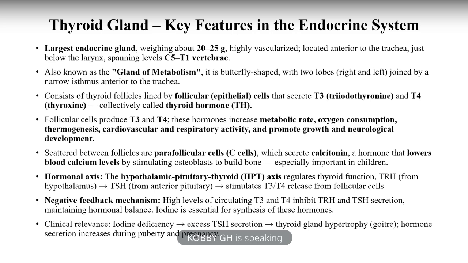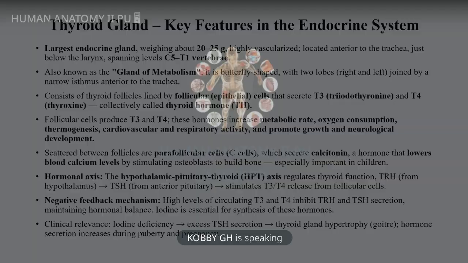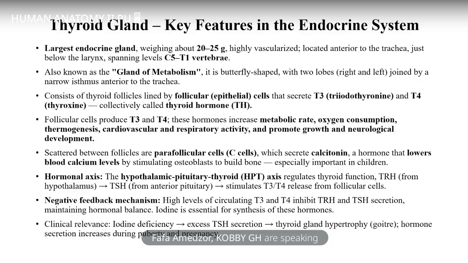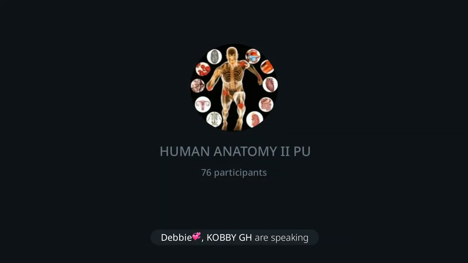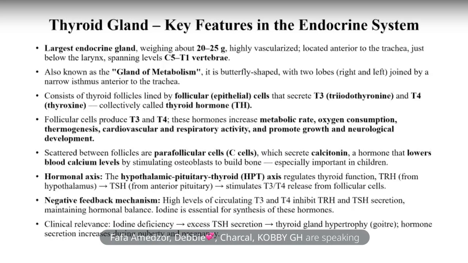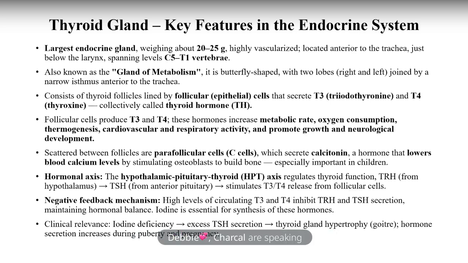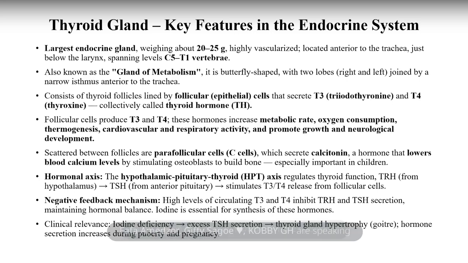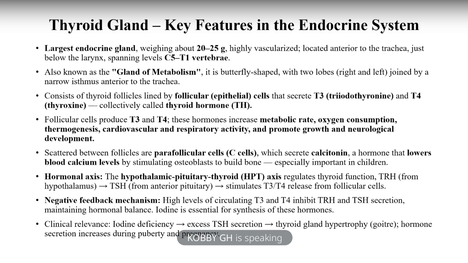Now, how many types of cells do we have in the thyroid gland? We have 2 types of cells. What are they? Follicular cells. And then which other cell? Parafollicular. Good. So follicular cells and parafollicular cells. Now the follicular cells, we also call them the epithelial cells.